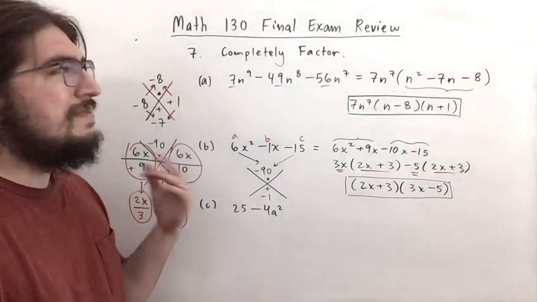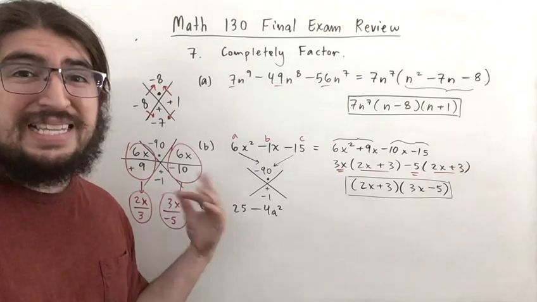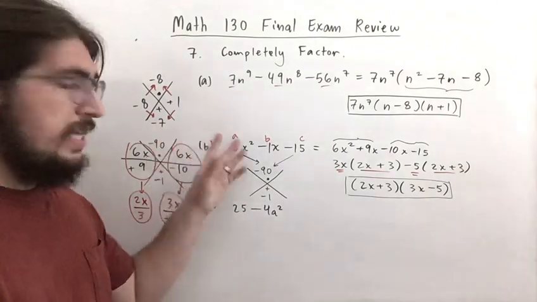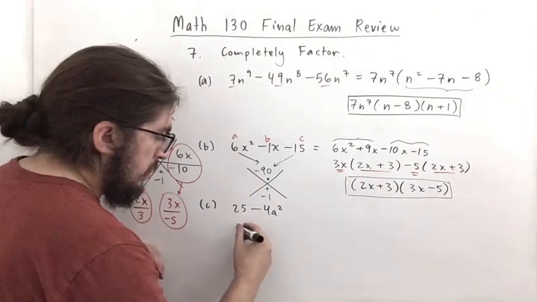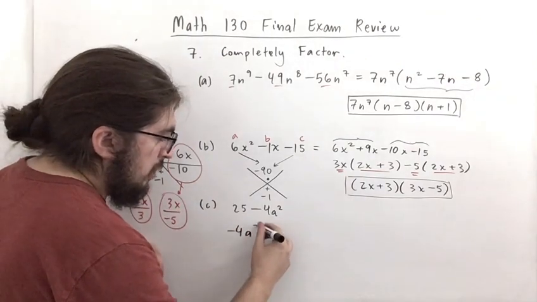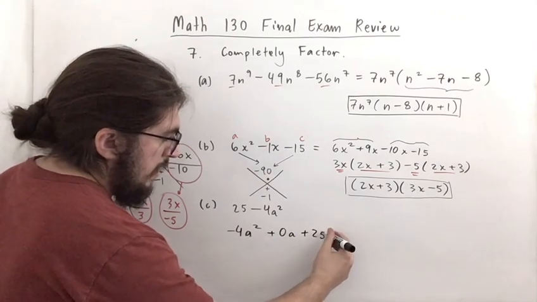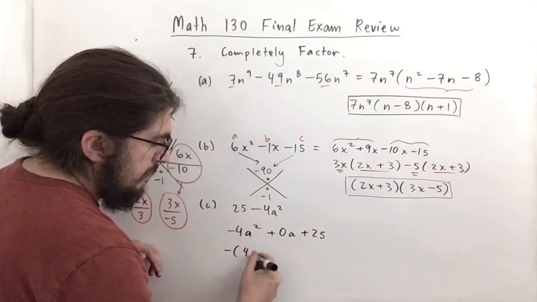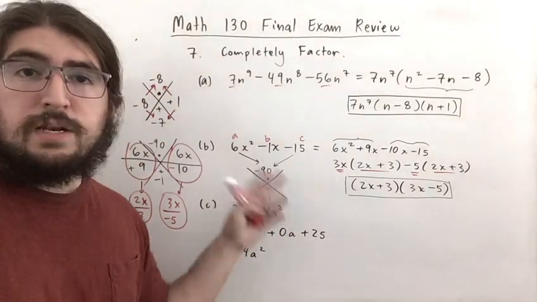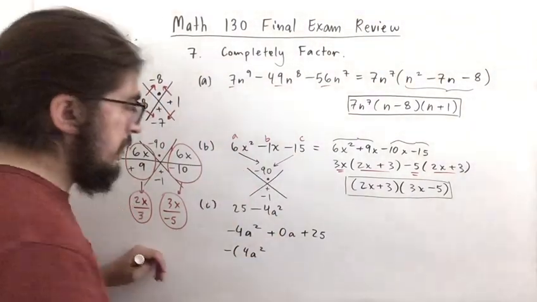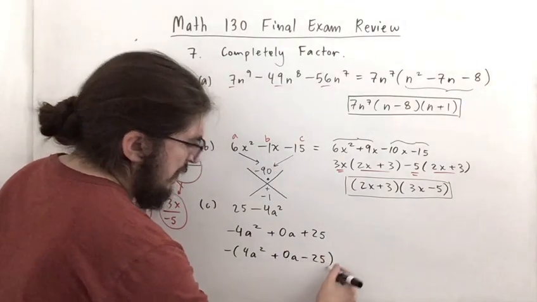Okay, now C is a funny story because, believe it or not, you can do this in the exact same way we did this. The only issue is that you have to write it in descending order first, and you have to include the missing term, which is 0a. Factor out the negative, because when we apply these techniques, we want the front number to be positive always. And then this works out perfectly.